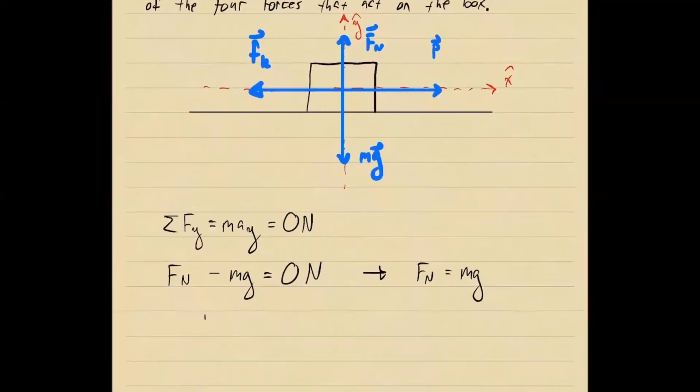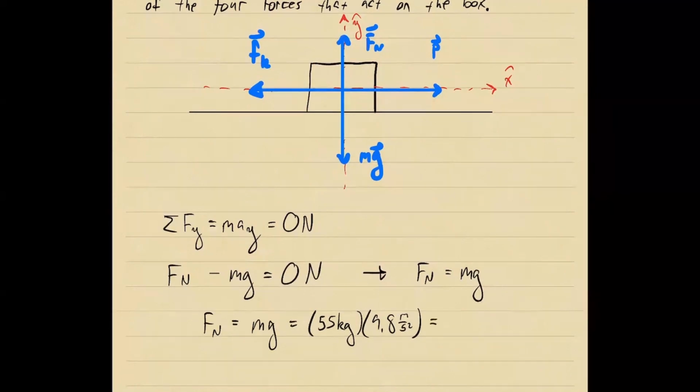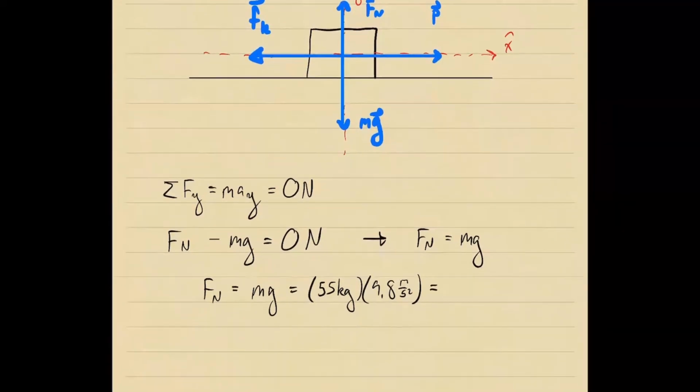But our weight mg, we can calculate because we know the mass of the box. So the mass of the box is 55 kilograms, and g is 9.8 meters per second squared. So it's kind of implied that we're on Earth. Whenever we're in doubt about what planet we're on, just assume it's Earth. So this is going to be a normal force of 539 newtons. Right, so that's our normal force.